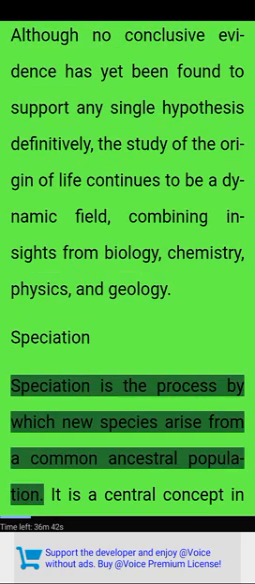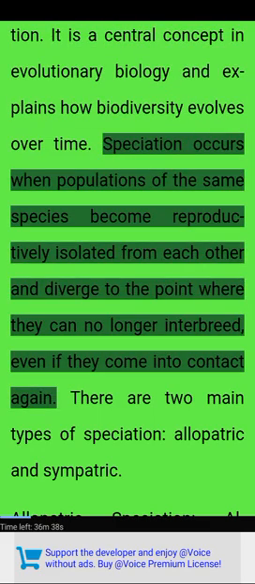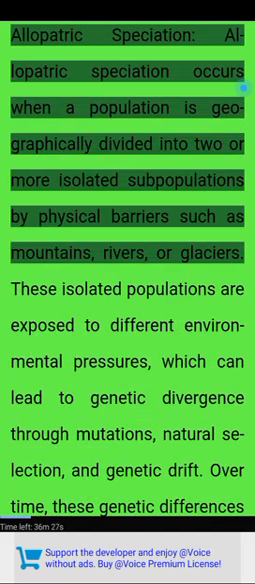Speciation. Speciation is the process by which new species arise from a common ancestral population. It is a central concept in evolutionary biology and explains how biodiversity evolves over time. Speciation occurs when populations of the same species become reproductively isolated from each other and diverge to the point where they can no longer interbreed, even if they come into contact again. There are two main types of speciation, allopatric and sympatric.